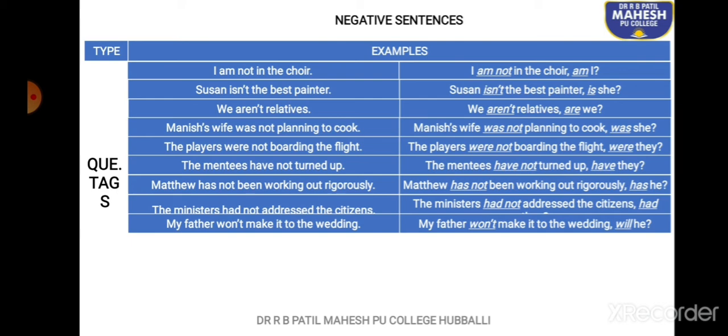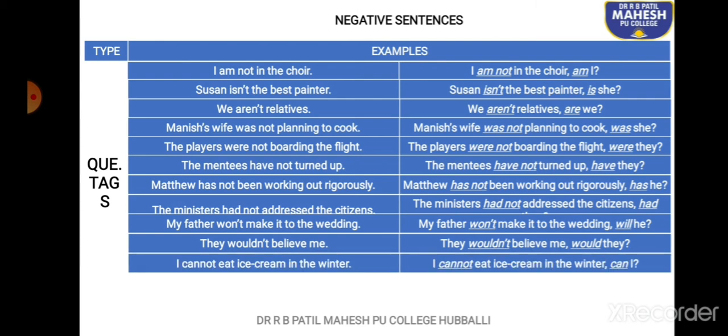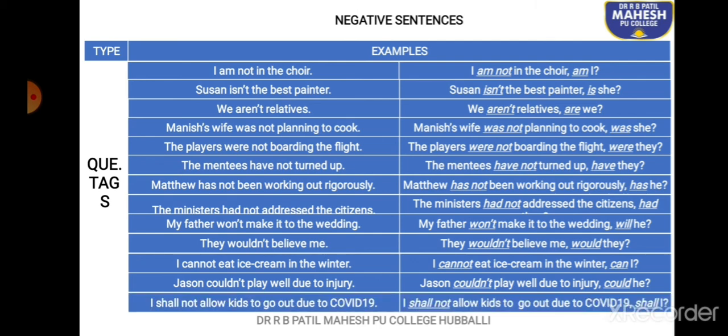The father, that is my father, won't make it to the wedding, will he? Won't is will not, so will he is the answer. They wouldn't believe me, would they? I cannot eat ice cream in the winter, can I? Jason couldn't play well due to injury, could he? I shall not allow kids to go out due to COVID-19, shall I? So these are the words that are in negative sense. Hence, the question tags are to be found in positive.